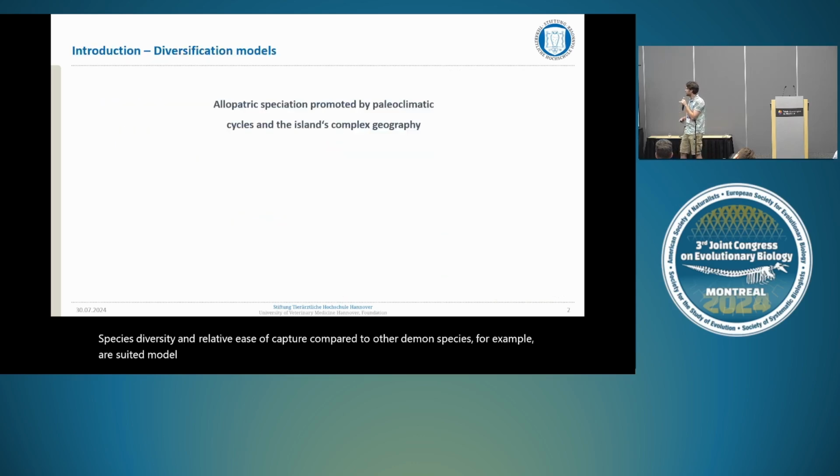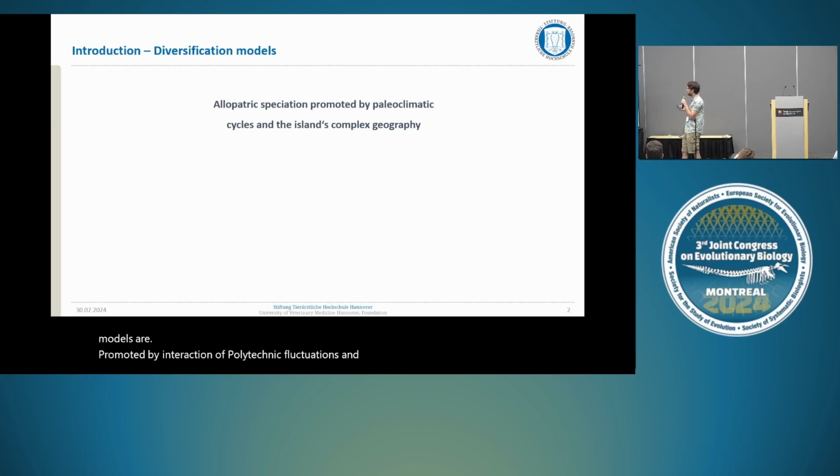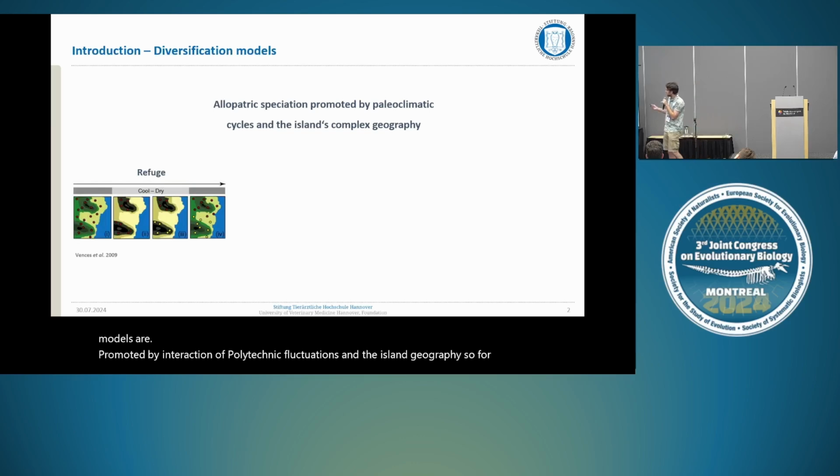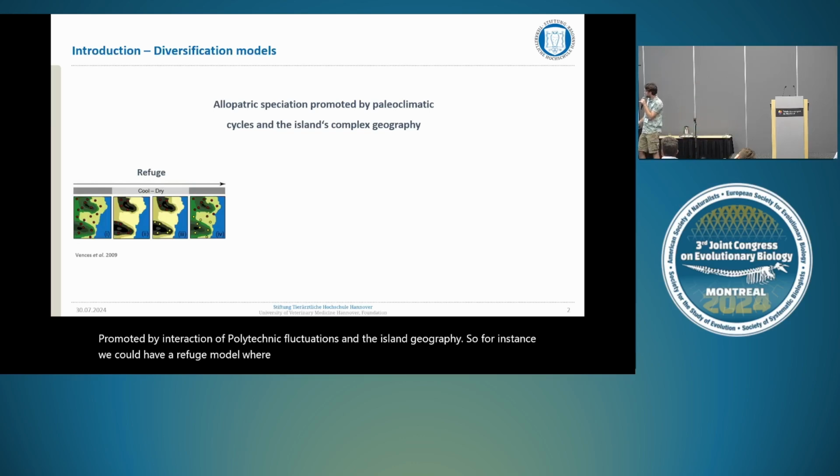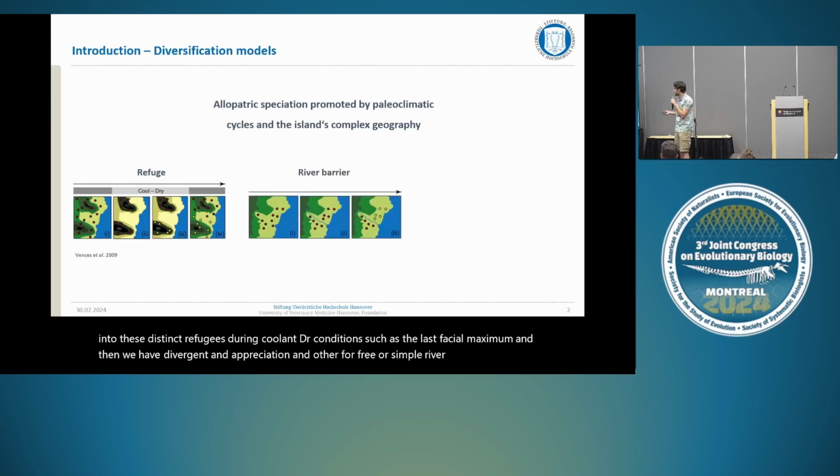So what hypotheses have been proposed to explain biodiversity patterns in Madagascar? Most models are allopatric speciation models promoted by an interaction of paleoclimatic fluctuations and the island's geography. For instance, we could have a refuge model where a formerly connected population is separated into distinct refugia during cooler and drier conditions, such as the last glacial maximum, and then we have divergence and speciation in allopatry. Or a simple riverine barrier model where a formerly connected population is separated by rivers.